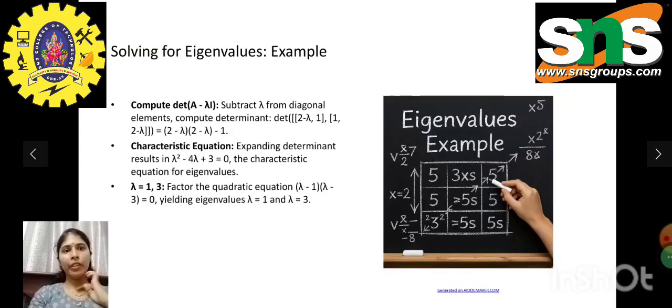So next is solving for eigenvalue. We are applying the same concept. On computing the determinant of A minus lambda I, we have 2 minus lambda, 1 in the first row and 1, 2 minus lambda in the second row. So we get the characteristic equation as lambda square minus 4 lambda plus 3 equal to 0. On solving the given second degree polynomial, we will have lambda equal to 1 and 3.